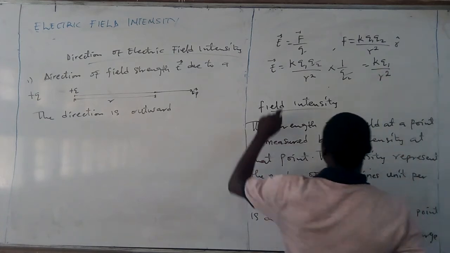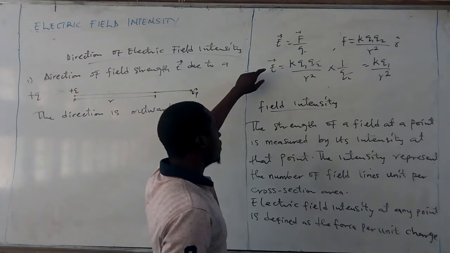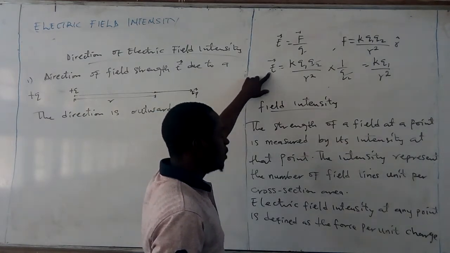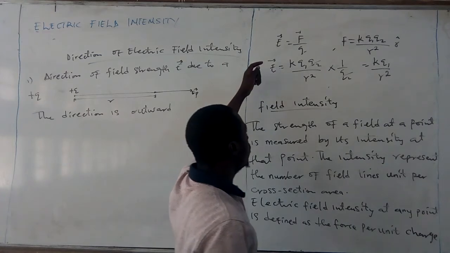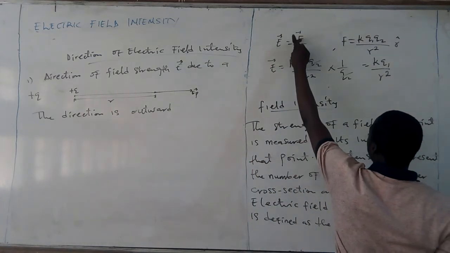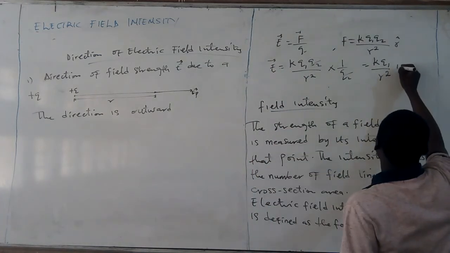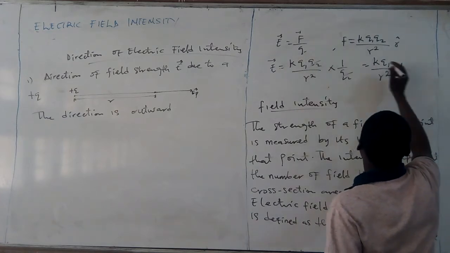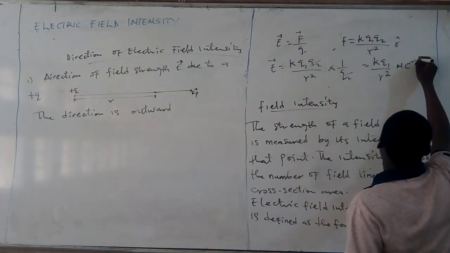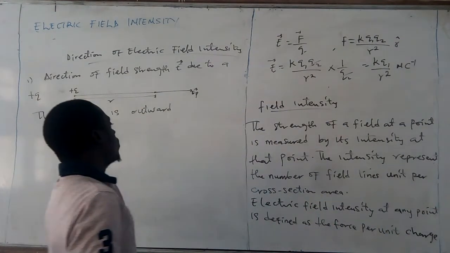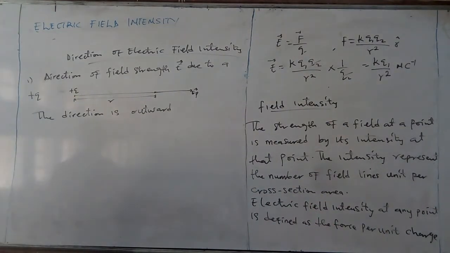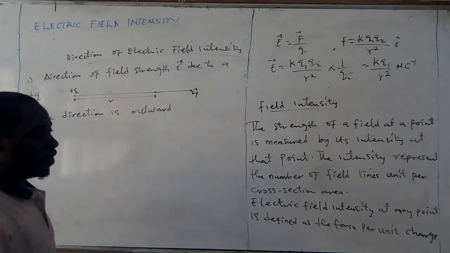So this is the electric field intensity at any point. Now, what is the unit? From this, the unit for force is Newton, and this one is charge, so I can just say Newton per coulomb. So now, if you understand this, then we can talk about the direction of the electric field.